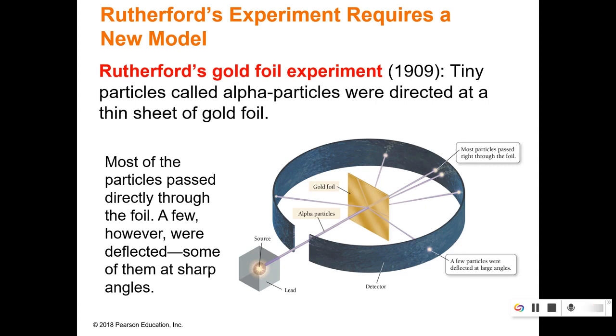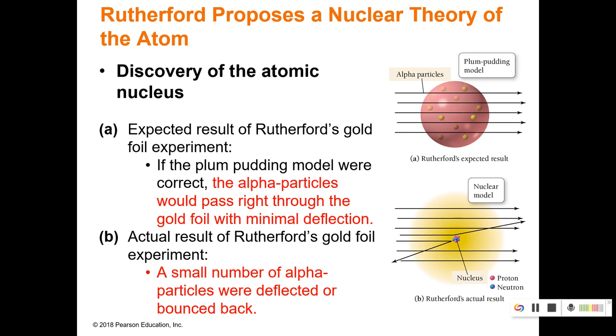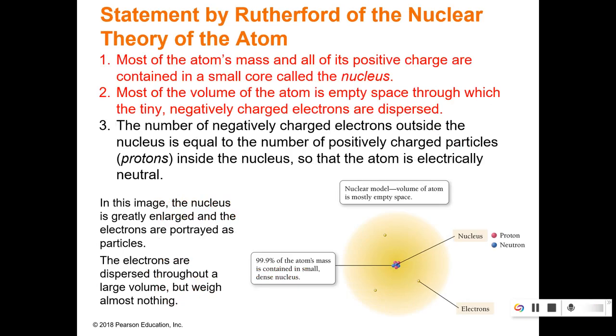Rutherford was next. He used the gold foil experiment. He shot alpha particles at gold foil. He believed that they would go straight through if the plum pudding model was correct, but some of them bounced back. Basically, what happened, you can see in this bottom image on the right, is that some of them hit the nucleus and bounced off or got deflected. So he decided there must be something small and dense in the center of the atom.